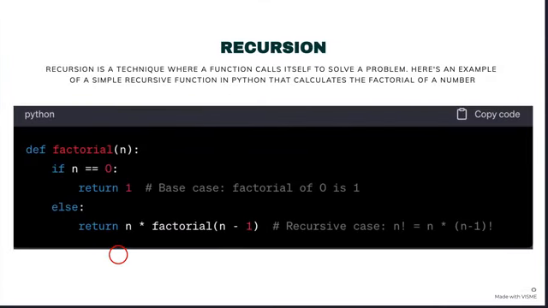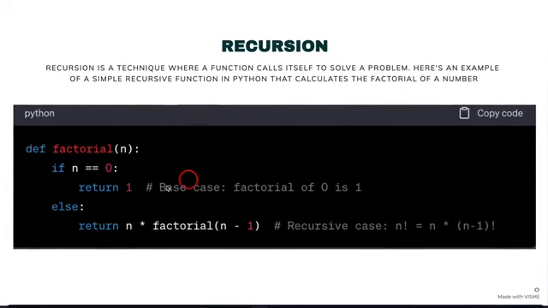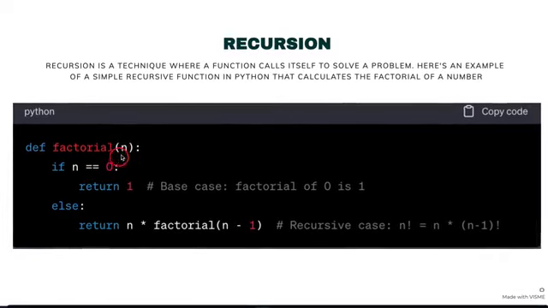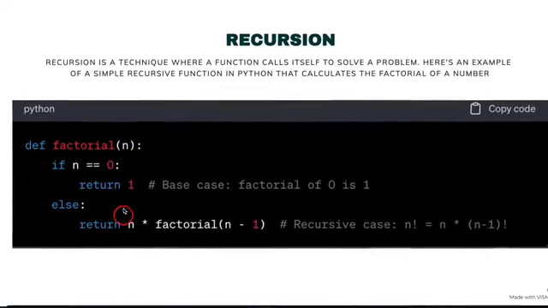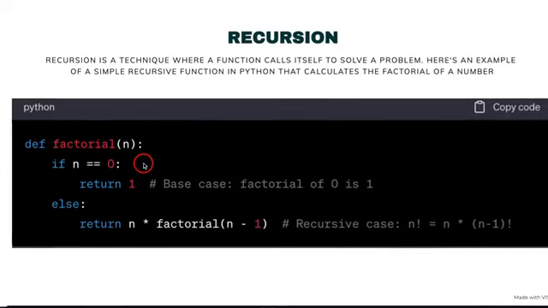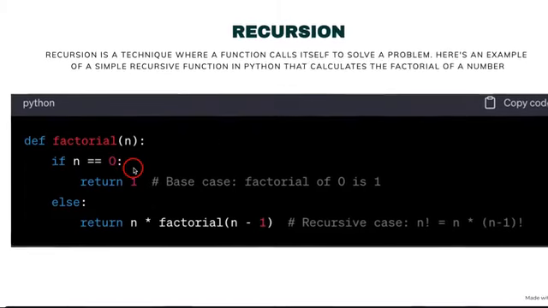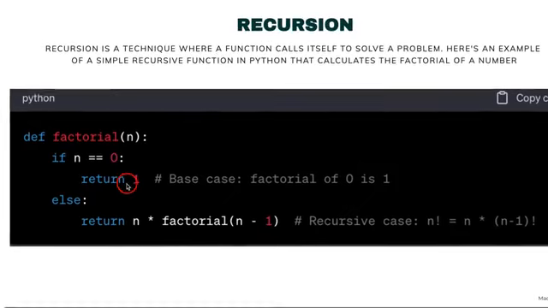And talking about recursion, what is recursion? Basically recursion is a technique where a function calls itself to solve a problem. Here is an example of a simple recursive function in Python that calculates the factorial of a number. The factorial function takes an integer n as an argument and returns the factorial of n. Let me discuss the base case: when n equals 0, the function returns 1, because the factorial of 0 is defined as 1.